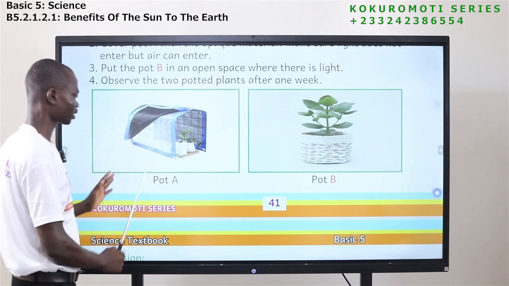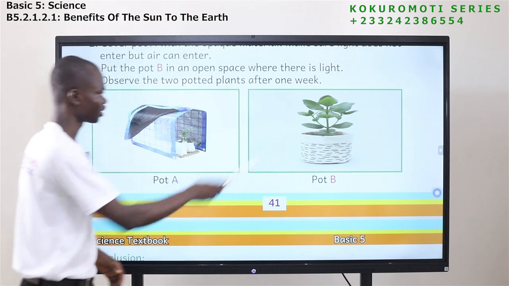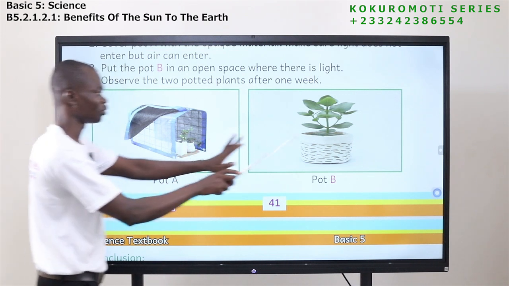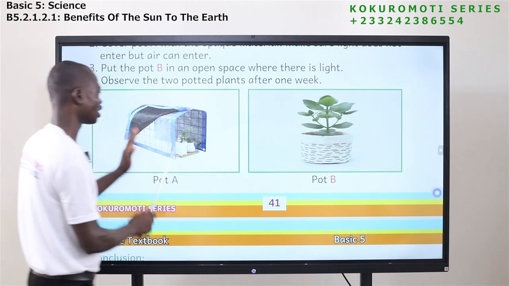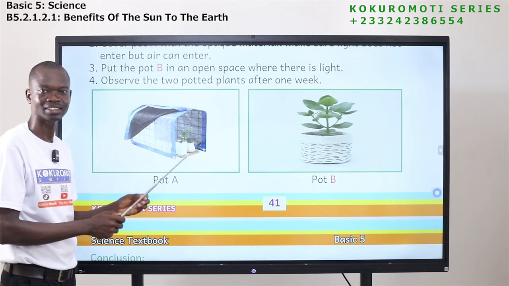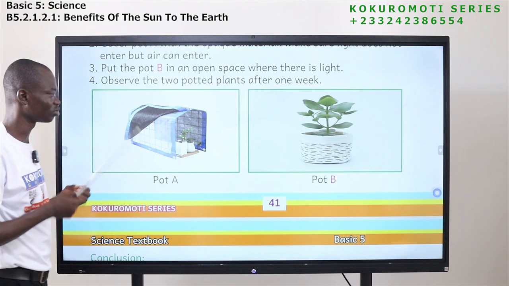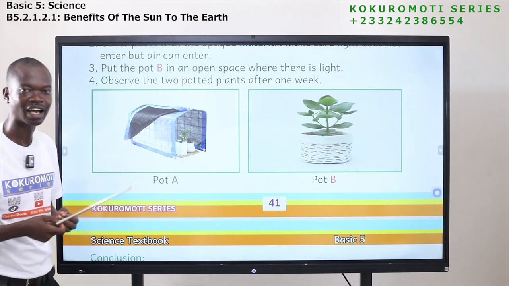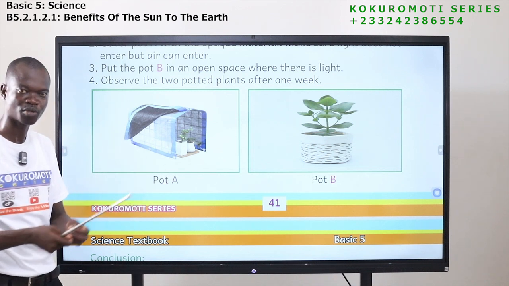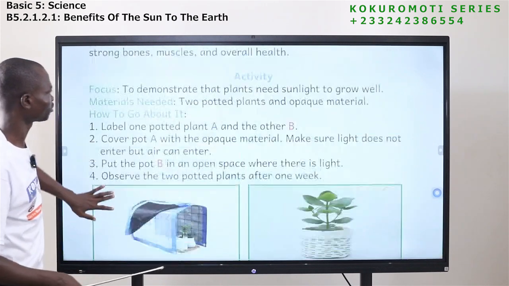So this is pot A, pot B. We have plants here, we have plants here. Here we are going to cover this. This one we will not cover it. Here we are going to cover to make sure that the plant doesn't what? Get light, but they can get what? Air. So our focus is to look at how plants are able to survive, or how plants are not able to survive with or without what? The sun. So here, this is the focus.